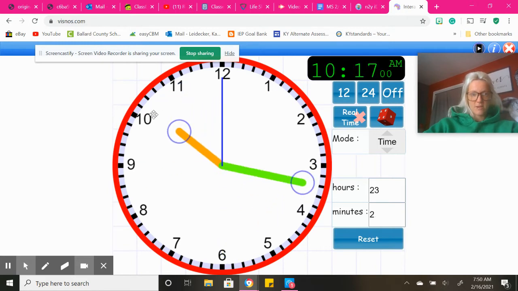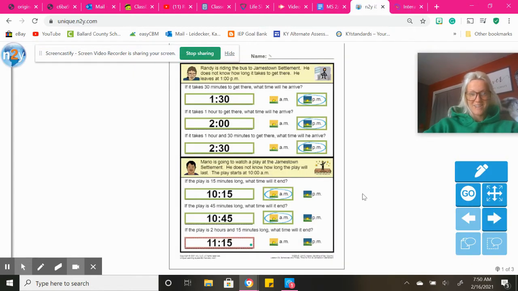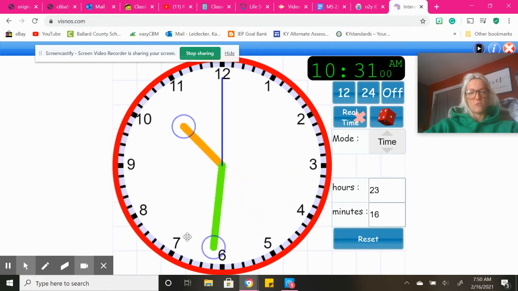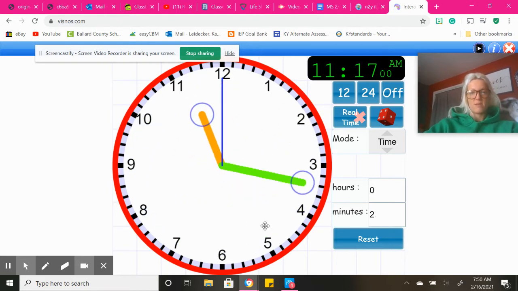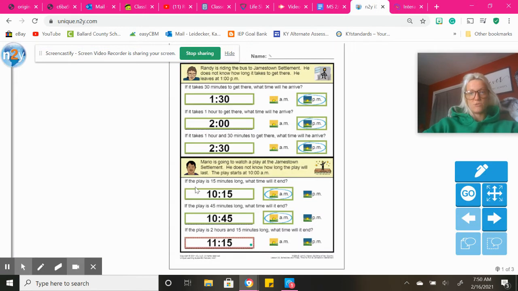Okay, back to 10 o'clock. I'm sorry. Okay, the play starts at 10 o'clock and it's 2 hours long. So it's going to go around 2 times. So 1, 2, and then 15 minutes. So 5, 10, 15. Now we're at PM. So 12:15 PM.